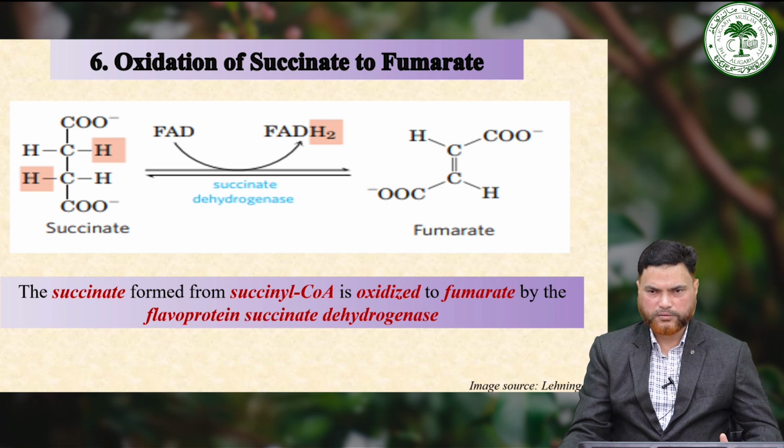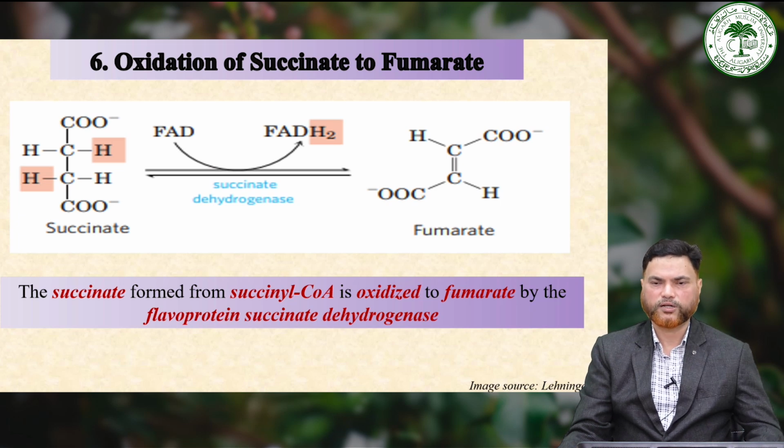Unlike other TCA cycle enzymes, succinate dehydrogenase is bound to the membrane with its succinate binding site facing the mitochondrial matrix. This enzyme is also known as succinate ubiquinone oxidoreductase and plays a very crucial role in transferring electrons from succinate to ubiquinone within the electron transport chain, resulting in the formation of trans unsaturated fumarate.